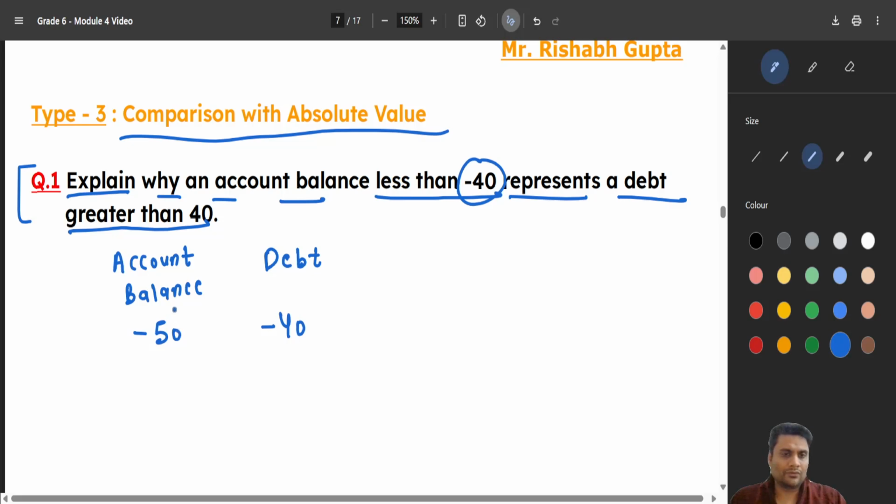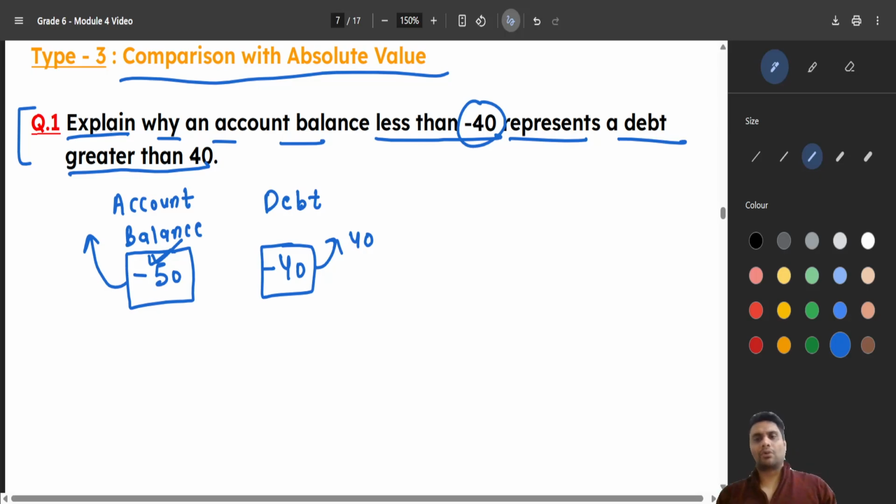So if you see, if I have an account balance of -50, it means I have to give 50 dirhams to the bank, right, to make it 0. And if I have a debt of only 40, it means I have to give how much? 40 to the bank to get rid of the debt. So where do I have to pay more? Here I have to pay more. Meaning this is a greater debt. Okay, understood or no?